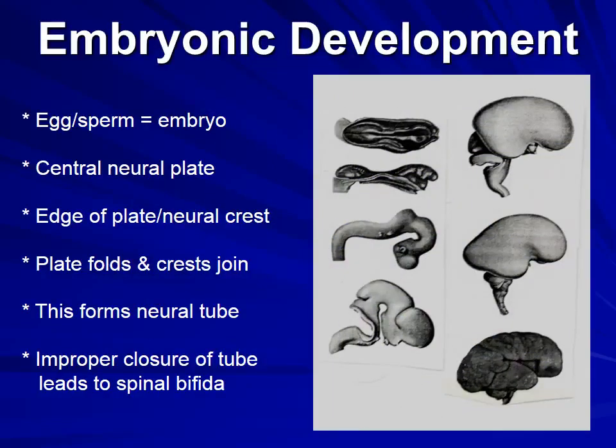Embryonic development. Well, I think everybody knows that when an egg and a sperm unite, we get an embryo. The very first thing that develops is the central neural plate, so it's kind of flat. Then the edge of that plate is going to start to fold and join together, and it's going to form a neural crest on the outside edge of the plate. That crest is going to fold together and join, and it forms a tube-like structure. That's the neurotube. It's eventually going to be our spinal cord. Improper closure of that tube could lead to spina bifida.